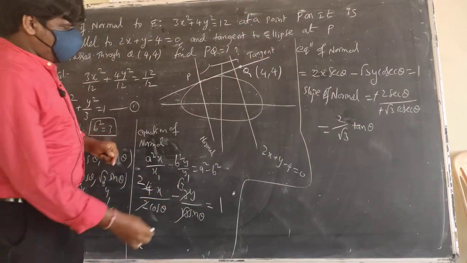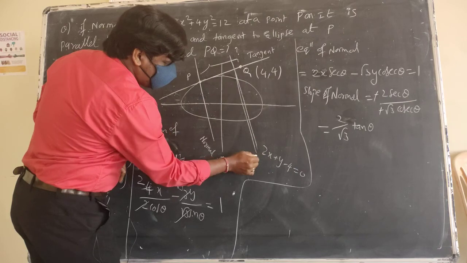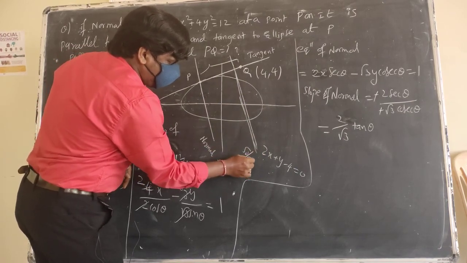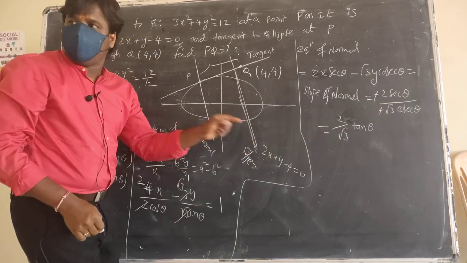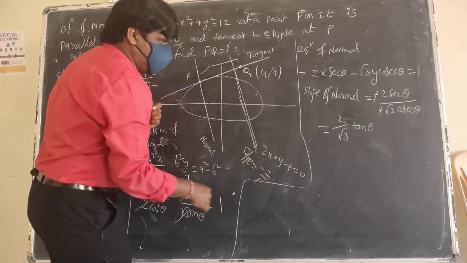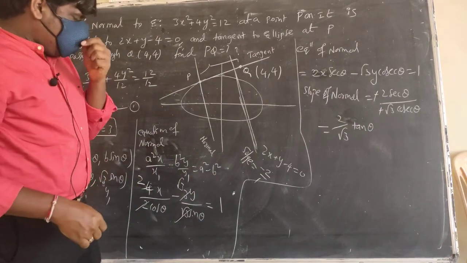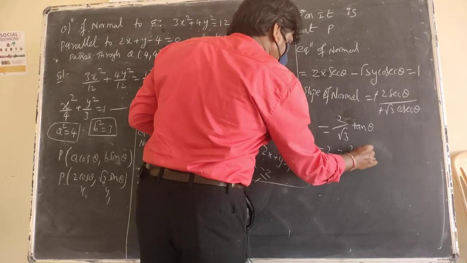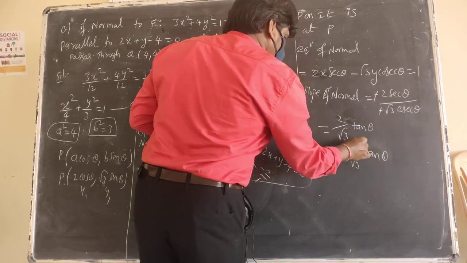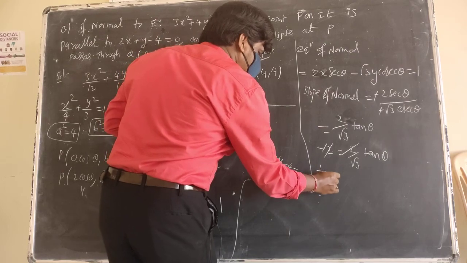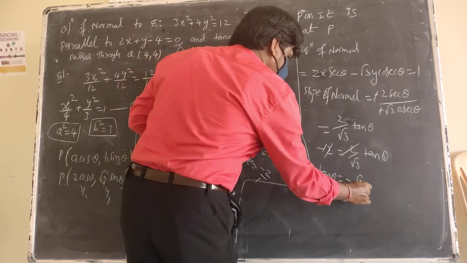But what is the equation of this normal here? Slope of the given normal, because these are two parallel lines, you get minus 2 by 1, that is minus 2. So you can write minus 2 is equal to 2 by root 3 tan theta, and then the 2 cancels out. So I get tan theta is equal to minus root 3.